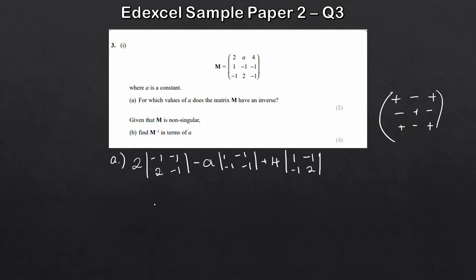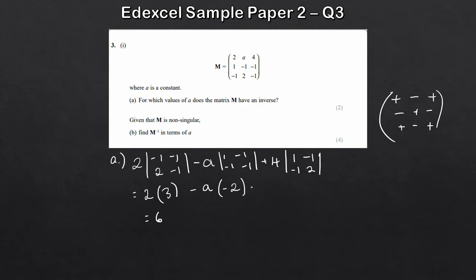So now, we've just got to work out each of these determinants individually. So this is going to be 2 times minus 1 times minus 1, so that's 1, minus 1 times 2, so that's 2. So that adds up to 3, so 2 times 3 here, so that gives me 6. We've got minus A times by 1 times minus 1, so that's minus 1, minus another 1 here, so that's minus 2 there.